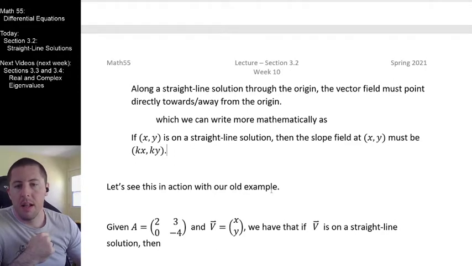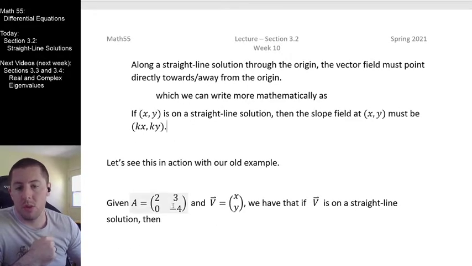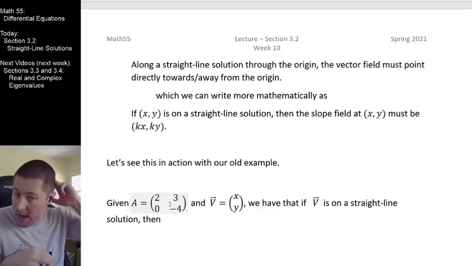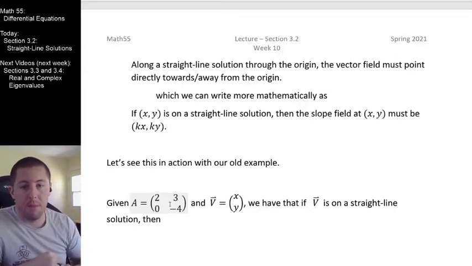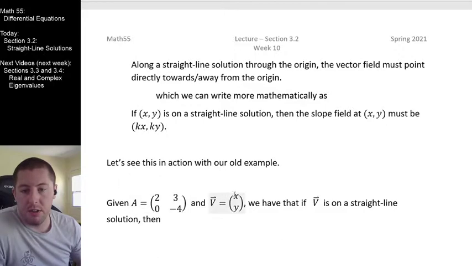So let's go ahead and see this in action with this old example. This is still that same A matrix that we dealt with all of last video right here, 2, 3, 0, negative 4. And we have some generic vector v that I'm going to call x, y here.